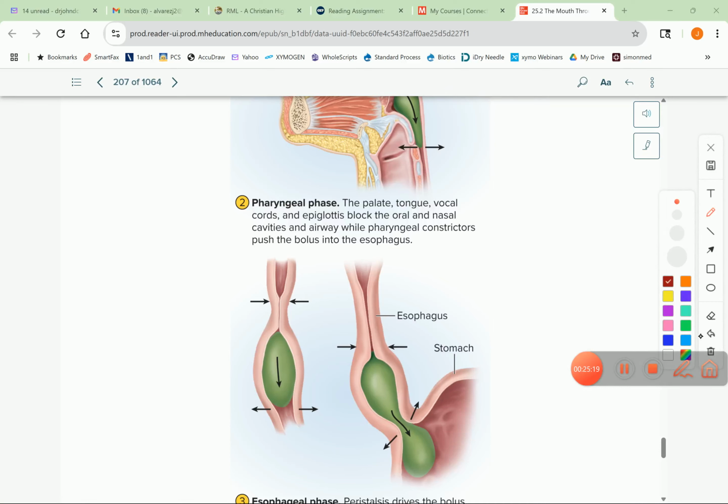So this smooth muscle has this peristalsis or peristaltic wave. Okay, so the muscle does contract and squeeze as it propels the food inferior, okay, so toward the stomach. The lower esophageal sphincter will relax, allowing that bolus to enter into the stomach.